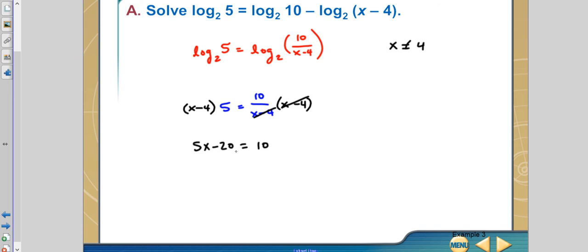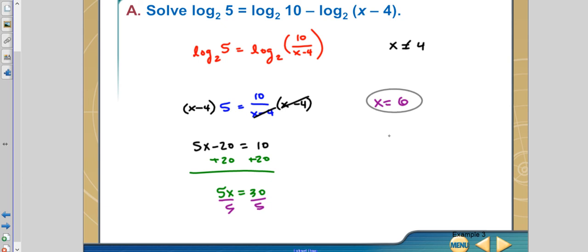Now I add 20 to both sides to solve. I'm going to do that. I have 5x equals 30. And some of y'all are way ahead of me. You already know that if I divide this by 5, I'm going to end up with 6. x will equal 6 is our answer. So we don't have any domain restriction problems. So this should be a good answer.